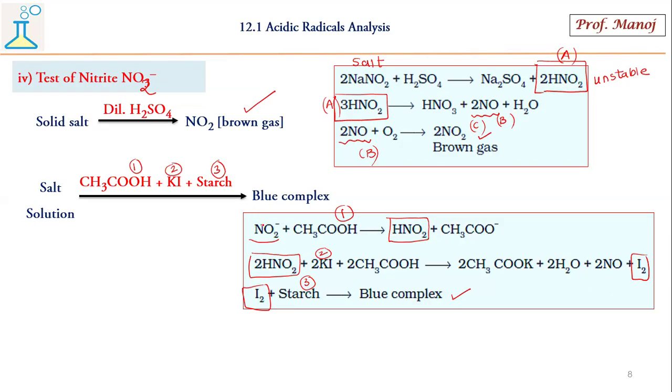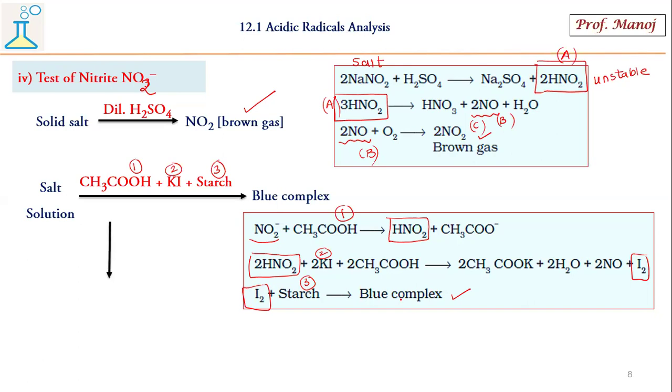This is your NO2 minus, first combining with acetic acid to form nitrous acid. Nitrous acid combines with the second reagent KI. KI gets converted into iodine. Iodine combines with reagent number 3 to form a blue complex. This is one confirmatory test, or one solution test.